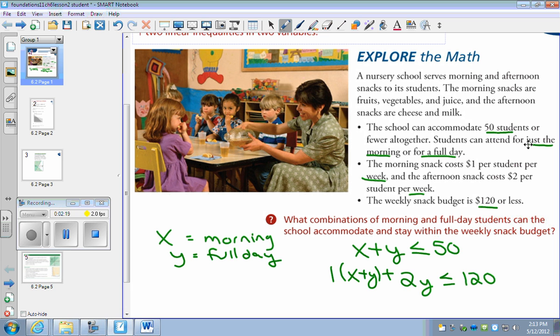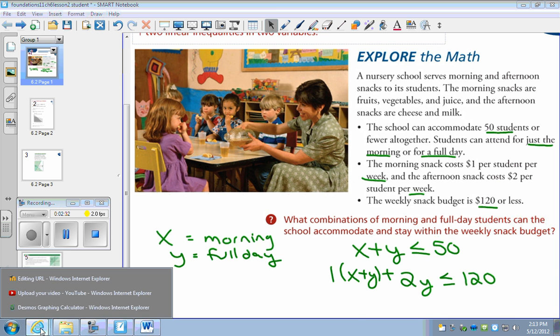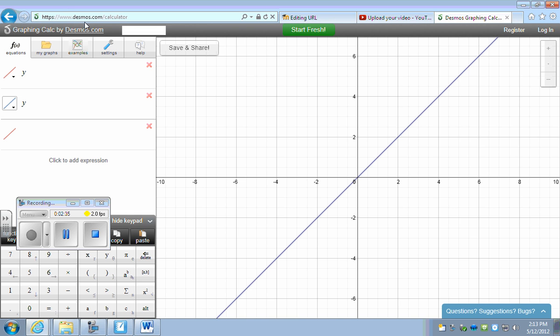So we have two inequalities here, and we're going to graph them. I'm going to show you my favorite place to graph. I just always Google Desmos Graphing Calculator. Google it, and you can graph on here. So remember we said X plus Y was less than, so I do that less than, and then I press the equals key, which is up at the top with a plus sign. Then it makes that symbol. It's less than or equal to 50.